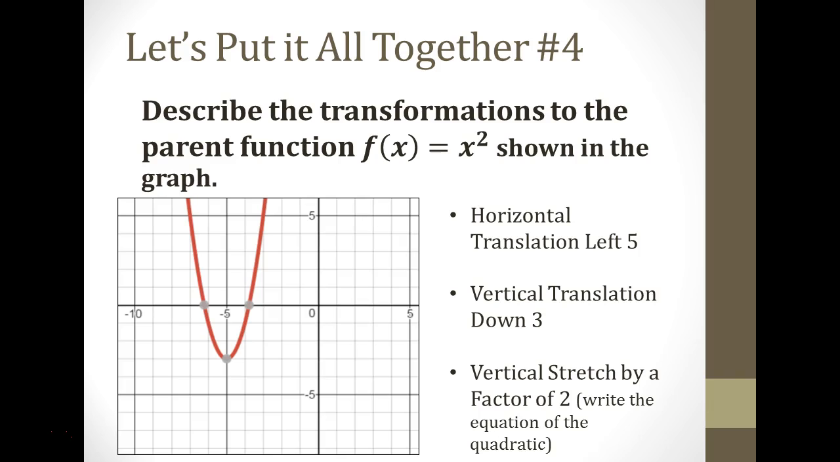And I don't know the value of A, but I could discover it because I know that the vertex is at -5, -3, and that it has a point at -4, 0. So I could write this in vertex form, plug in the point -4, 0, and solve for A. And if I did, I would find out that A is 2, which means I have a vertical stretch by a factor of 2.